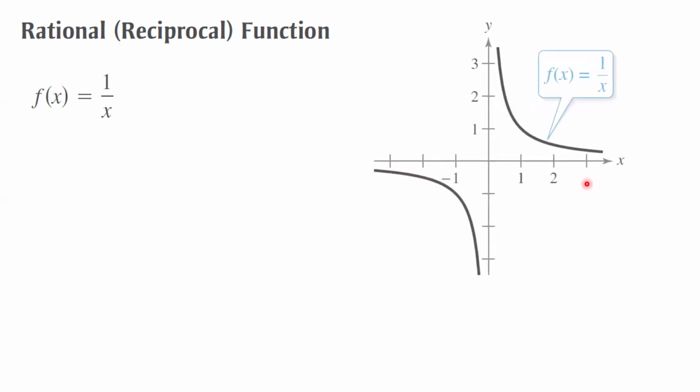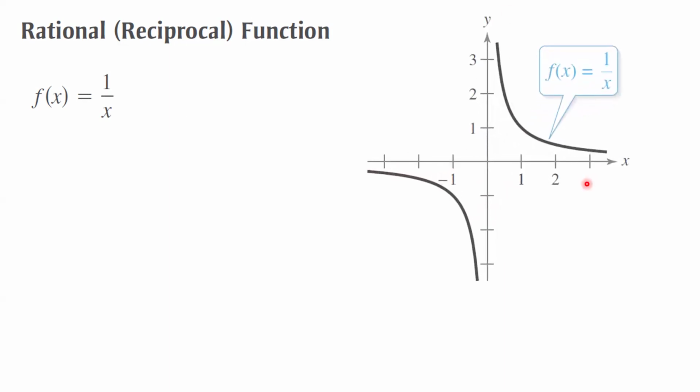Next function is reciprocal function, which is a rational function. F of x is defined as 1 divided by x. The behavior of the graph is divided up into 2 pieces because of the asymptote. The domain of this function is negative infinity to 0. 0 is not included because this vertical line is a vertical asymptote, and it continues from 0 to positive infinity.